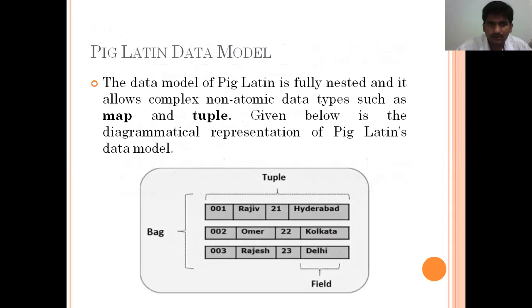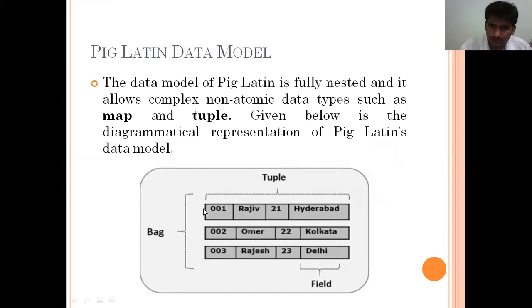Then we have some data models available. Pig Latin data model. Pig Latin is the language of Pig architecture. The data model of Pig Latin is fully nested. Nested means it is grouped. It also has complex non-atomic data types such as maps and tuples. It is given below, a form of one data set.